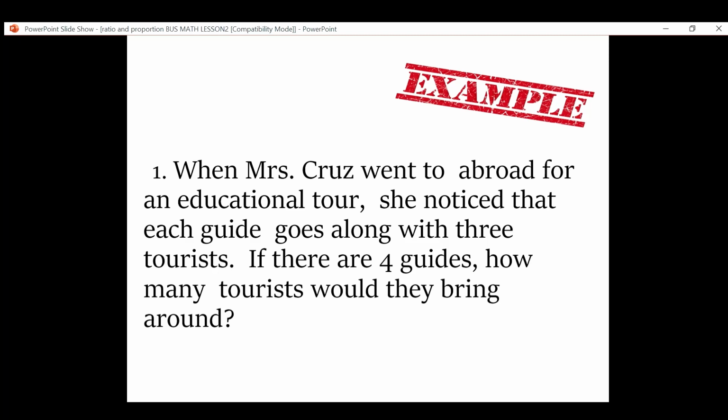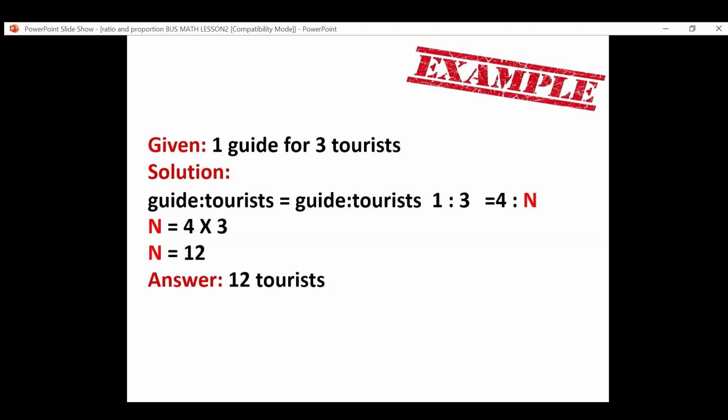So for example, Mrs. Cruz went abroad for an educational tour, and she noticed that each guide goes along with 3 tourists. If there are 4 guides, how many tourists would they bring around? So the solution is, 1 guide for 3 tourists. So the ratio of guide per tourist is 1:3, and we are asked how many tourists we can bring if we have 4 guides.